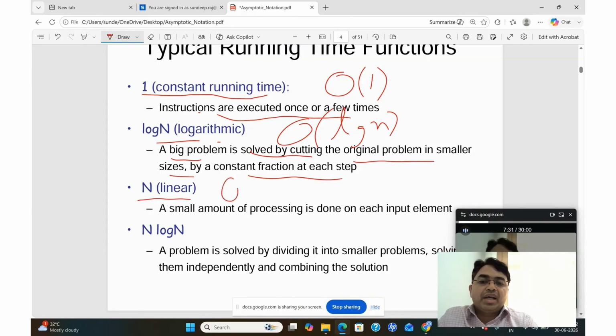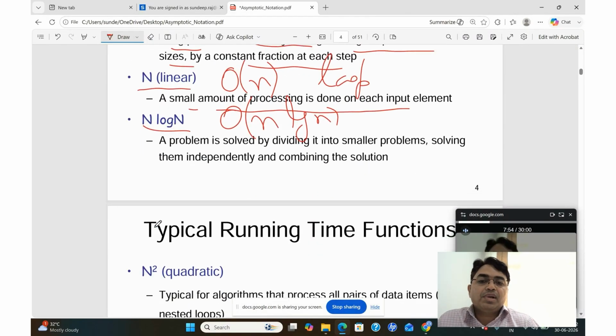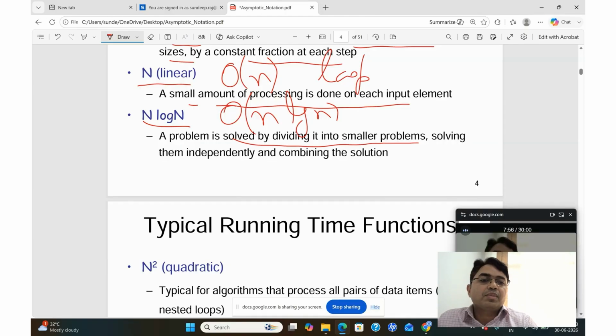Coming to the order of n, it means a small amount of processing is done on each input element. For every loop we can consider this order of n type of complexity. Coming to the order of n log n type of complexity, it means a problem is solved by dividing it into smaller problems, solving them independently, and combining the solutions. That will yield the order of n log n type of complexity. We can see this complexity in the case of merge sort.